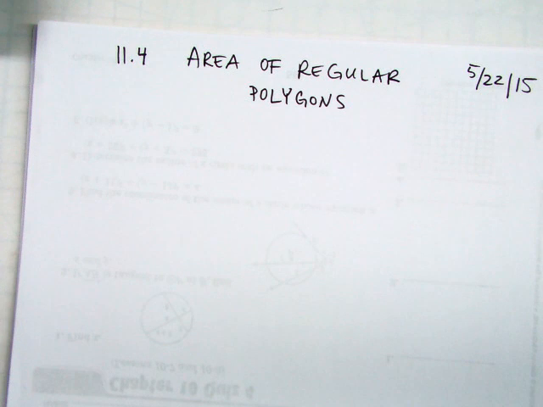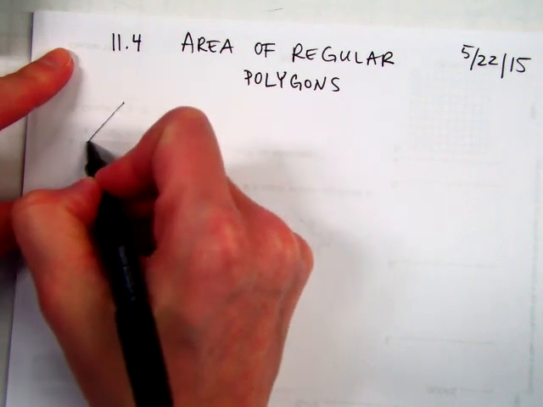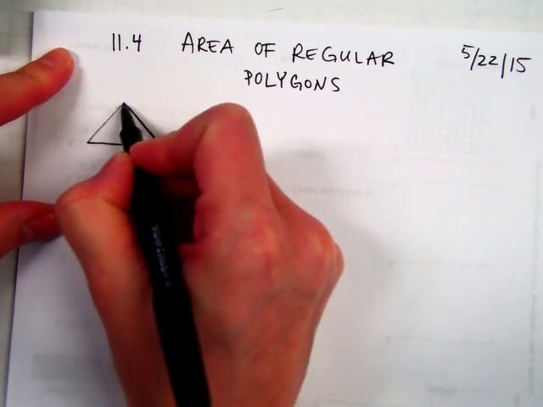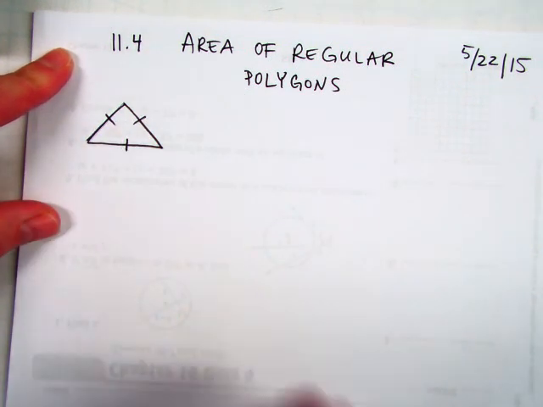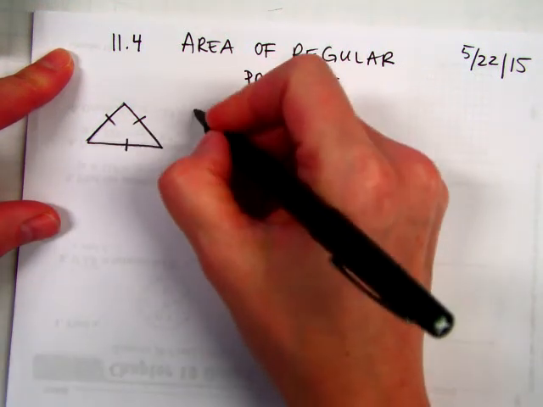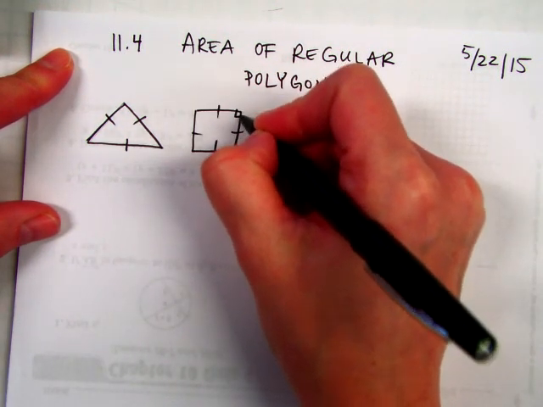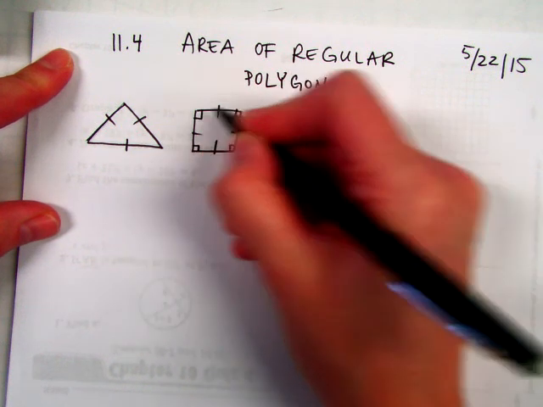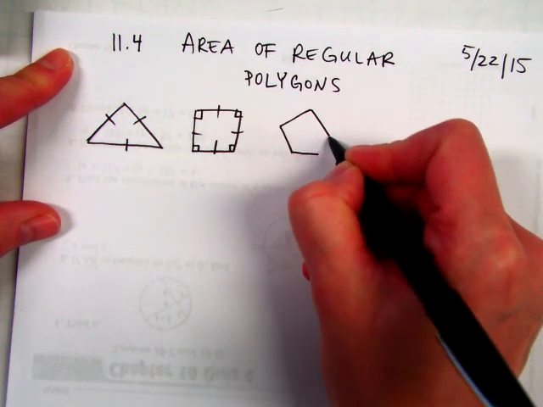All right, today I'm going to show you how to do area of regular polygons. First off, let's talk about all the regular polygons that we know so far. The one that has three sides is called what? Triangle. What kind of a triangle? Equilateral triangle. What is the regular polygon with four sides? A square. What is the one with five sides called? Pentagon. So I actually want you to draw a nice pentagon.